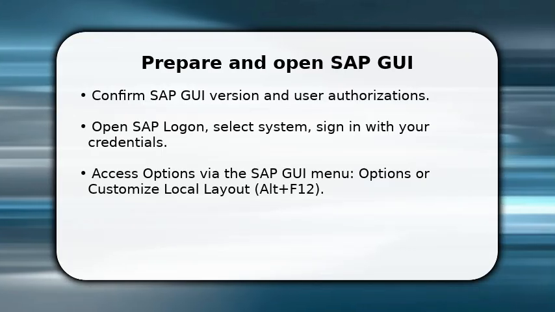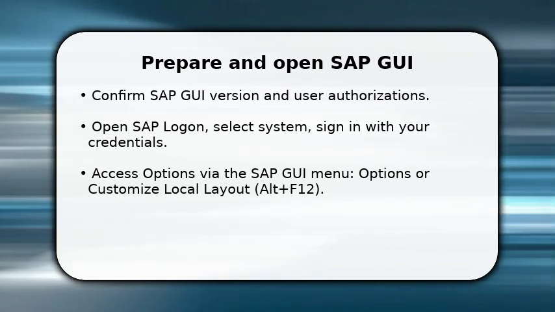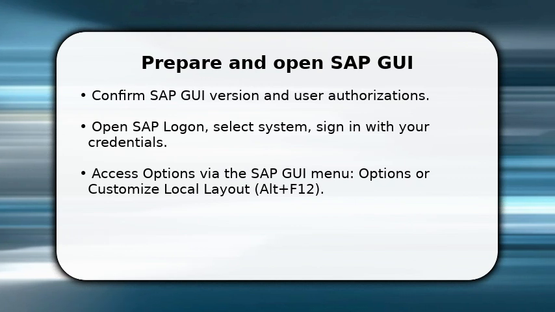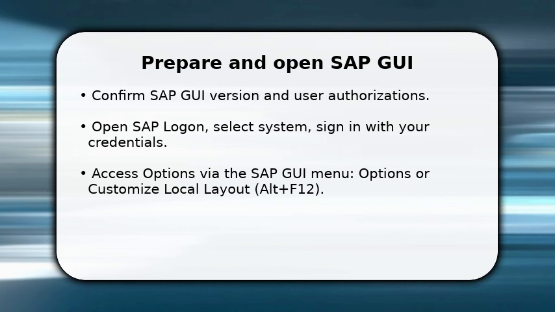You start by confirming you have the SAP GUI and adequate authorizations. That prevents permission errors later. Open SAP Logon, pick the system and sign in. Once logged in, go straight to Options or press Alt plus F12 for Customize Local Layout. This opens the settings you need.